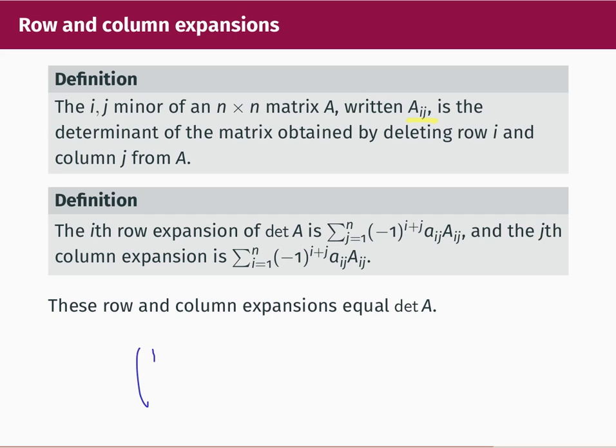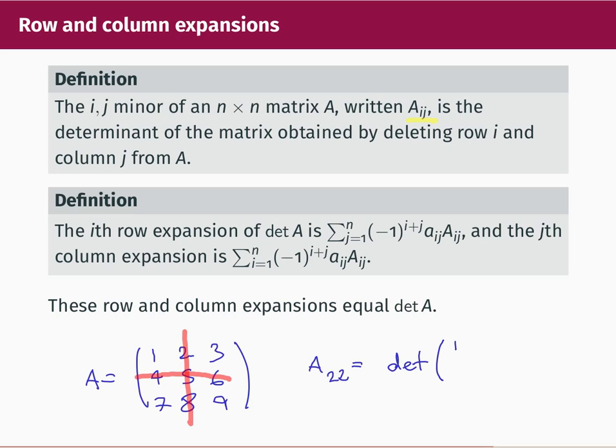Let's draw an example. Here is a matrix called A, then A 2, 2 will be the determinant of the matrix I get by crossing out row 2 and column 2 from A. That matrix is 1, 3, 7, 9. And you will notice that it's a determinant of a matrix which is 1 smaller than A.